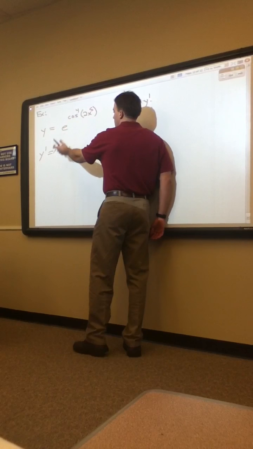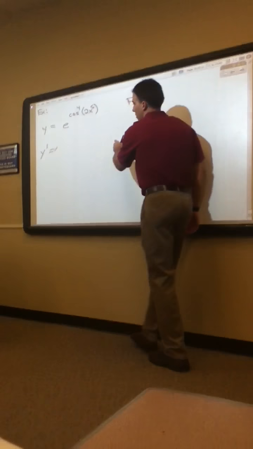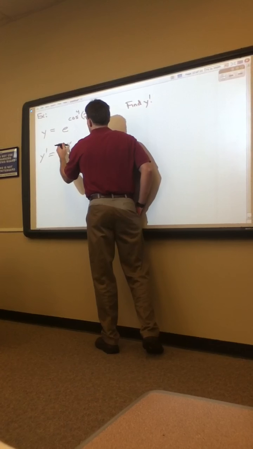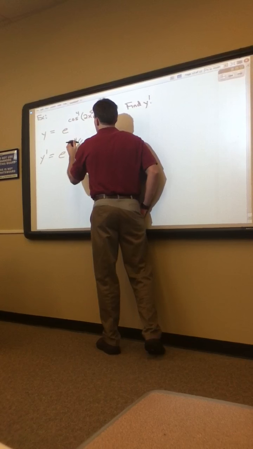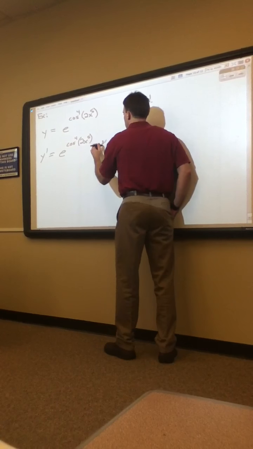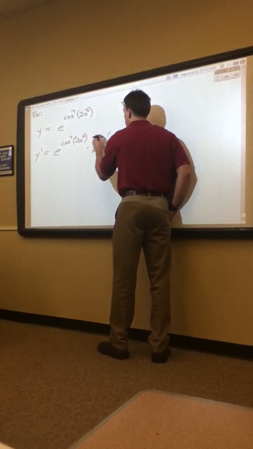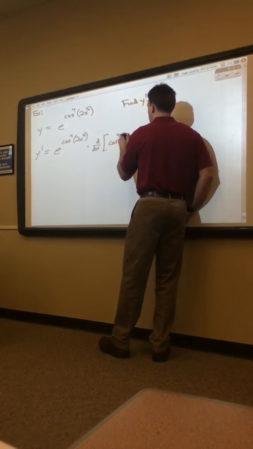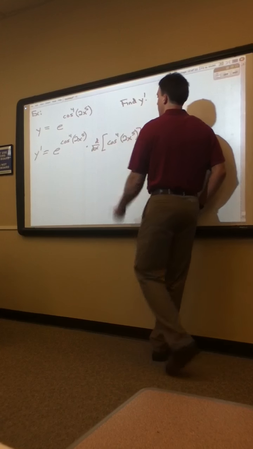Derivative of e to a power is always e to the power times the derivative of the power. That's the general format. So we've got e to the power here, e to the cosine to the fourth power of 2x to the fifth. And then we've got to multiply by the derivative of the power. So the derivative of the cosine to the fourth power of 2x to the fifth. I'm just going to take it slow, one step at a time.